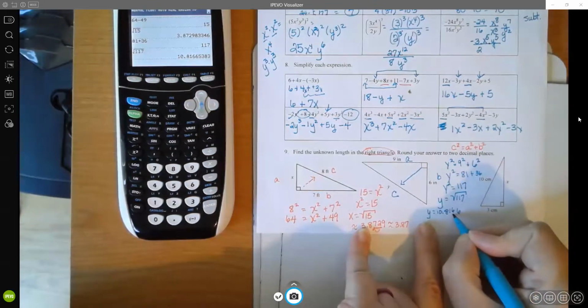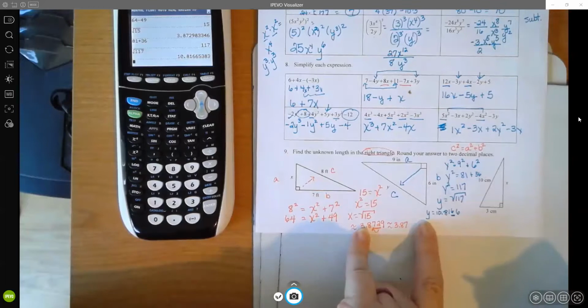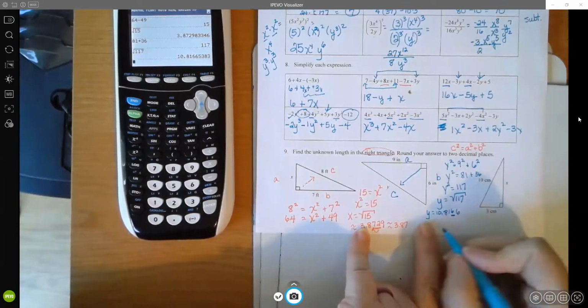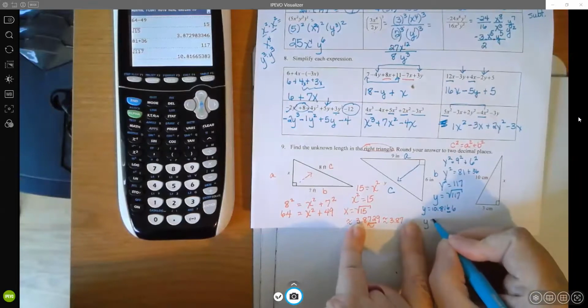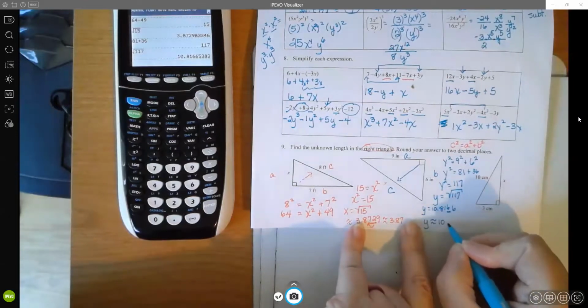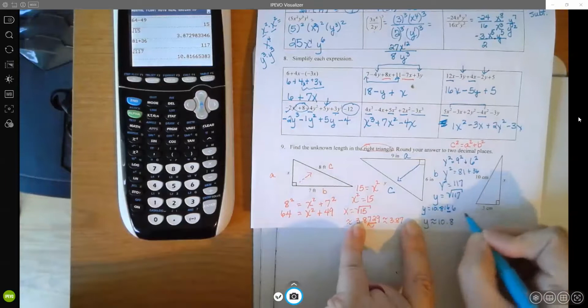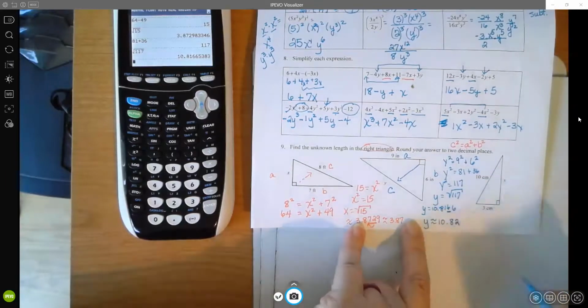10.8166. I look to the third digit. In this case, that number is 5 or more. It's 6. So that means my answer is approximately 10.82, and that 1 rounds up to a 2.